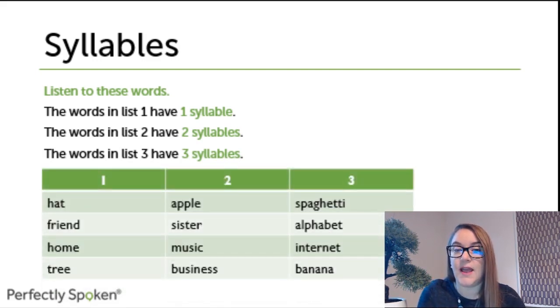List 1, hat, friend, home, tree. List 2, apple, sister, music, business. List 3, spaghetti, alphabet, internet, banana. Hopefully you can hear the different syllables.